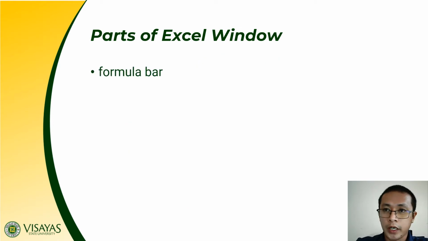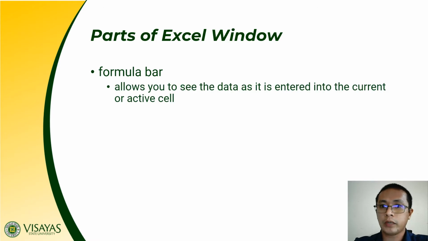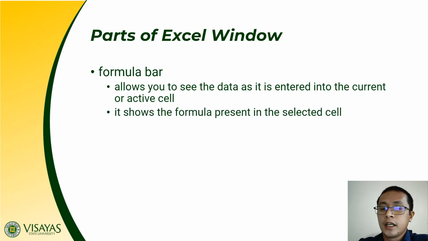Okay, another part of our Excel window is what we call your formula bar, which is located beside your name box. Again, our name box allows us to see the cell address of the current cell selected. Now, our formula bar is where we can see the data as it is being entered into the current or active cell. At the same time, from our formula bar, we can also see the formula used to perform the computation, because what we can see in the cell is the data after the formula has been performed. But if you want to edit the formula, you can edit it using the formula bar.